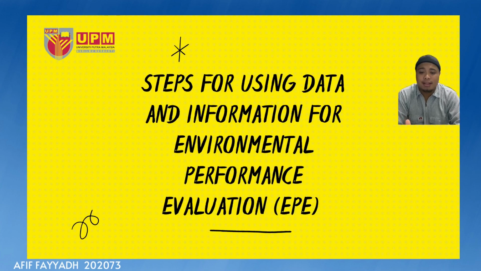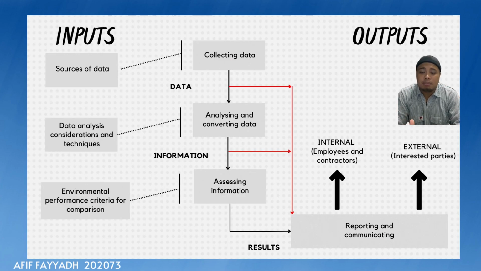Steps for using data and information for environmental performance evaluation. There are inputs and outputs. The first one is collecting data. The inputs are sources of data. Next, analyzing and converting data. The input is data analysis considerations and techniques. Next, assessing information. The input is environmental performance criteria for comparison. And for the results, reporting and communicating. There is an internal factor, which is the employees and contractors, while the external factor is interested parties.